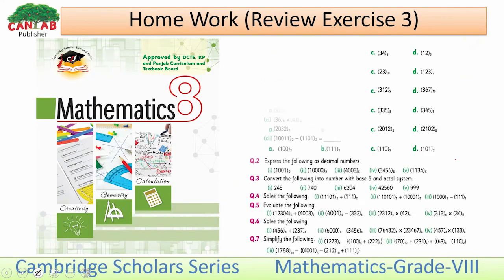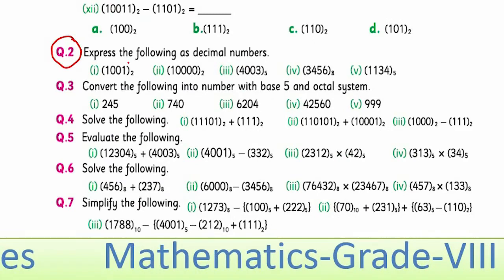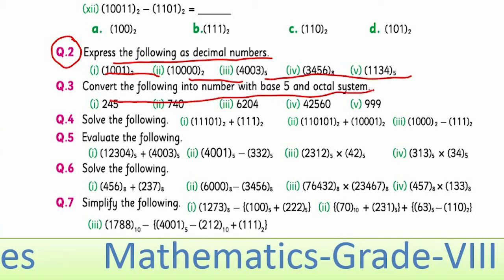Students, now come to the next page. Question number 2, express the following as decimal numbers. You know how to convert these given numbers into the decimal number system. Convert the following into the base 5 and octal number systems. These are all in the base 10 number system, so you need to convert these into octal and base 5. Solve the following, perform the addition and subtraction operations. You know how to solve these questions, so complete all of them and send your notebook to your teacher for checking.